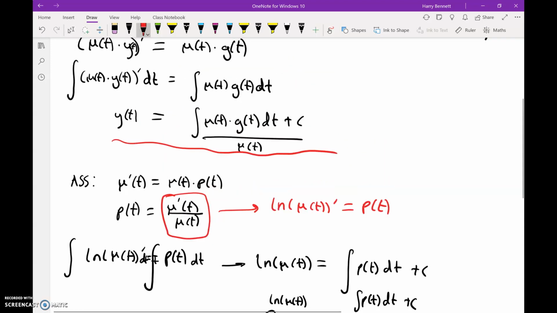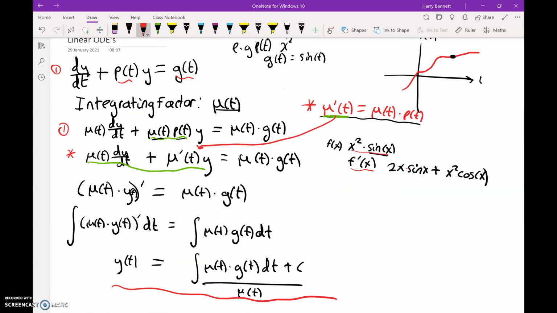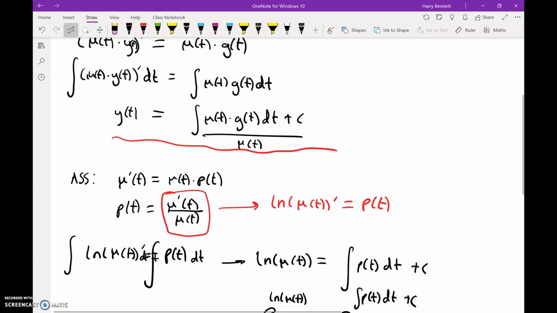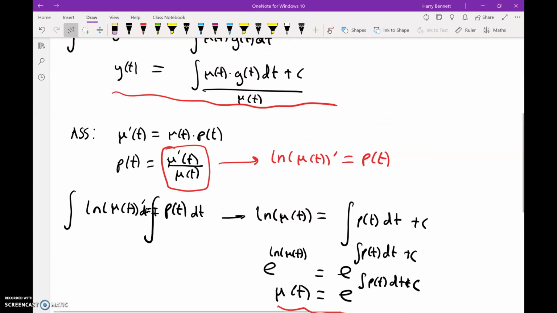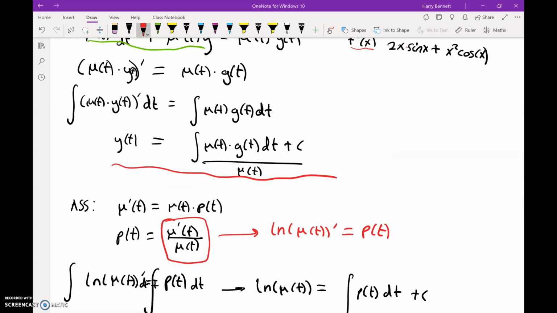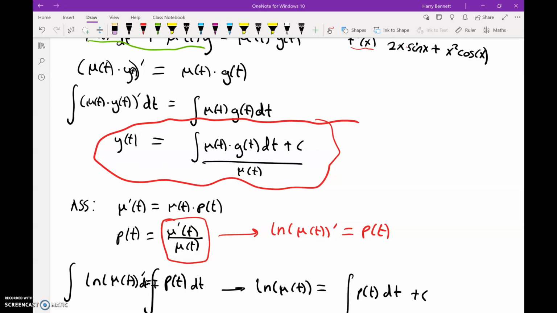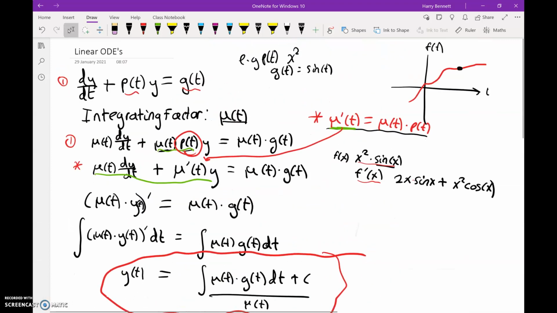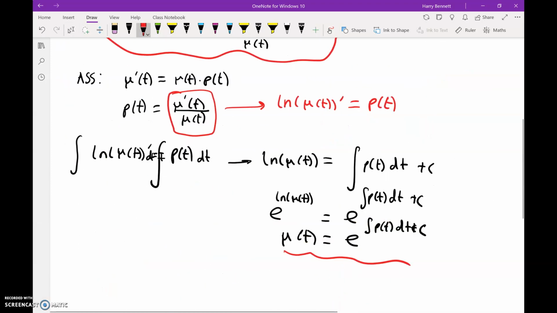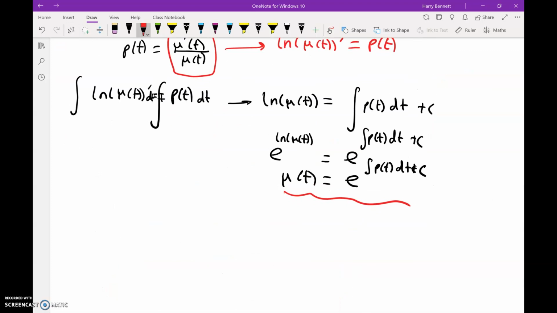And let me just remind you, p of t is this thing here, okay? So just to recap, our solution to the differential equation is this thing here. But mu of t must obey this condition up here. And to get mu of t, we say mu of t is equal to e to the power of the integral of p of t dt plus c. That's what mu of t is, okay?